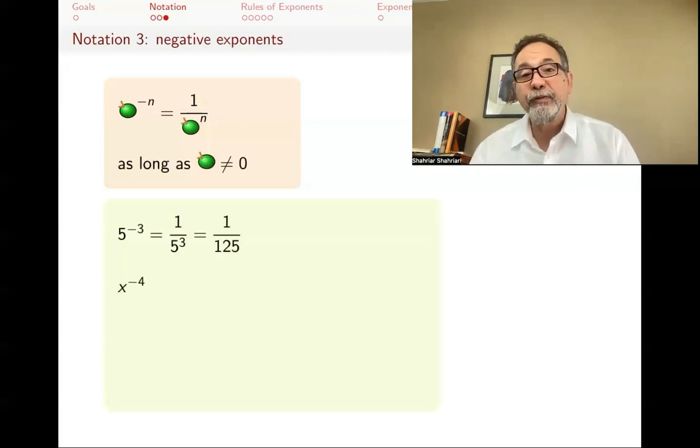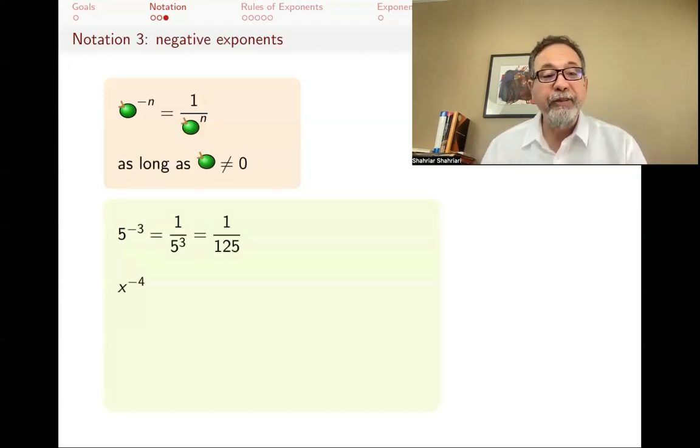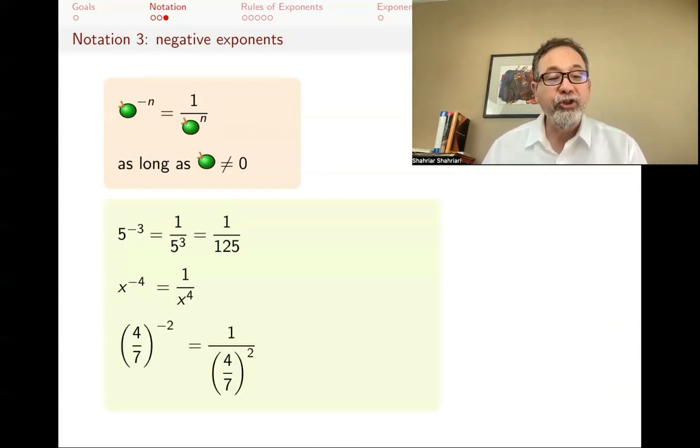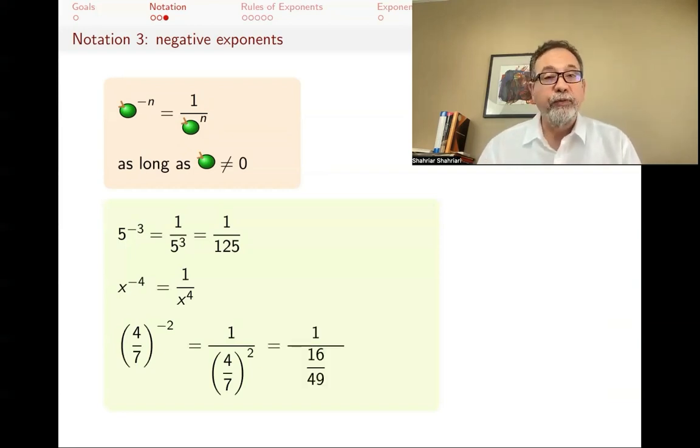What's x to the minus 4? If x is some unknown mystery number, it's 1 over x to the 4th, as long as x is not 0. And what's 4/7 to the minus 2? It's going to be 1 over 4/7 squared. And what's 4/7 squared? It's 4/7 times 4/7, and that's 16/49.